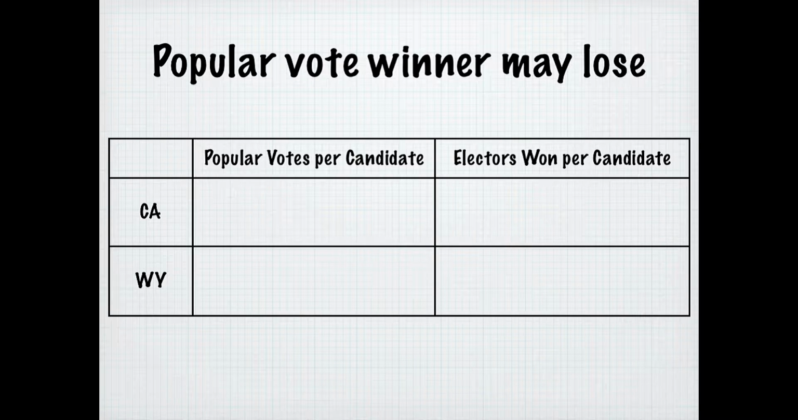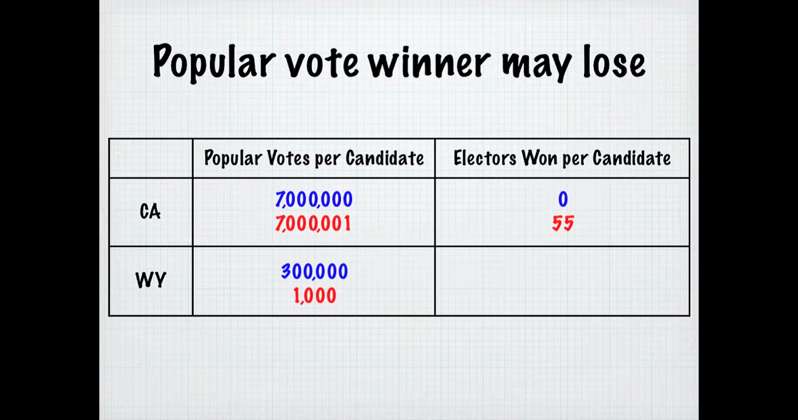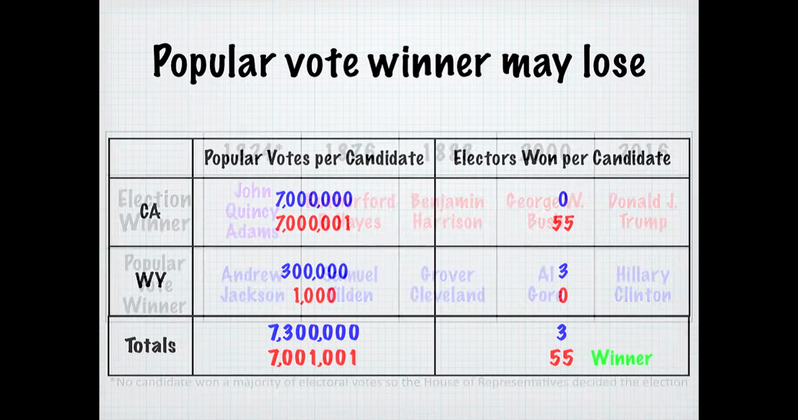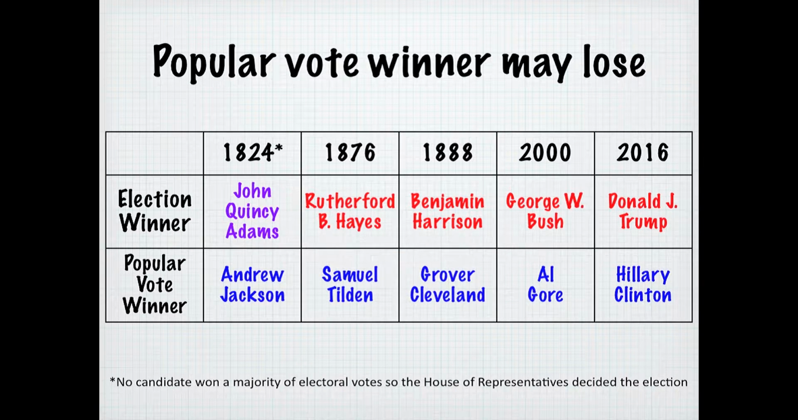Let's say that in California, the Republican candidate, shown in red, got one more popular vote than the Democrat in blue. Therefore, the Republican won California's 55 electors. In Wyoming, the Democrat got many more popular votes and therefore won Wyoming's 3 electors. In this sample election with just 2 states, the Democrat won the total popular vote because the most citizens voted for her. However, the popular vote does not decide who becomes president. The electoral vote does. Since the Republican got more total electoral votes than the Democrat, the Republican won the election and became president. This scenario is not just theoretical. It has happened several times.